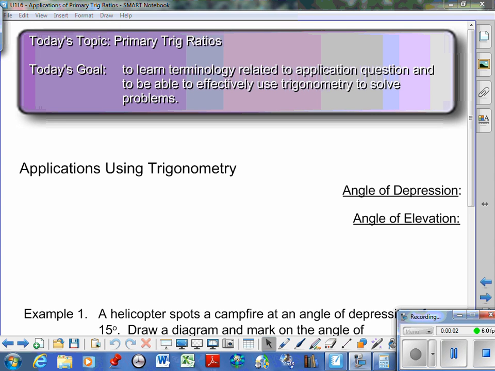All right, primary trig ratios. That is the topic of the day. So what do you need to do? You have to learn the terminology related with application and real world questions. And then you have to be able to use trigonometry to solve the problems. So let's get through the terminology.